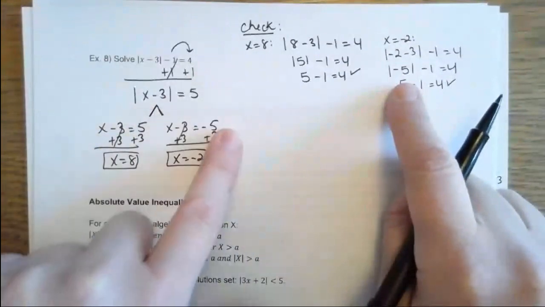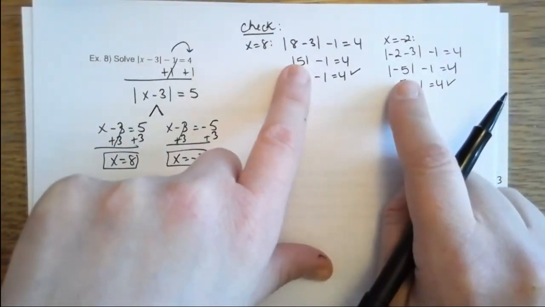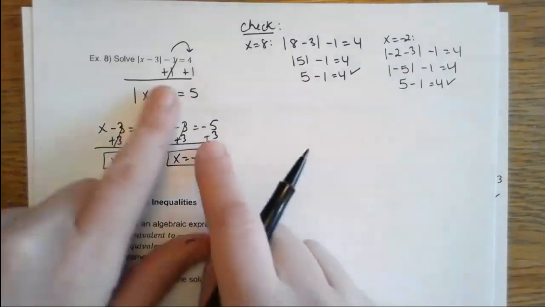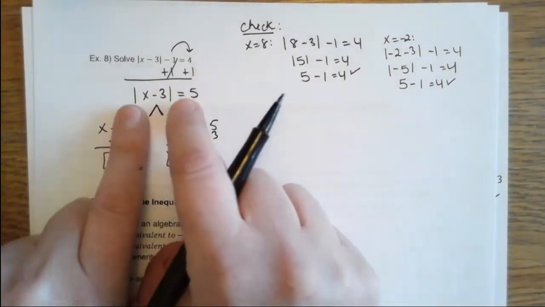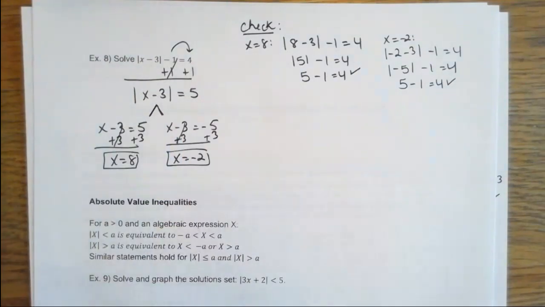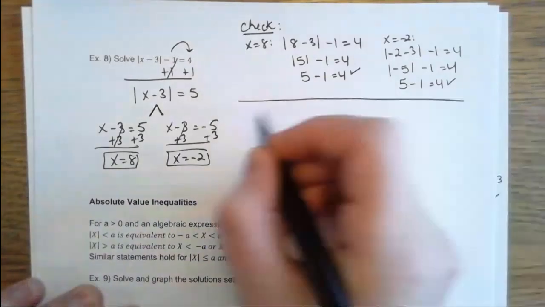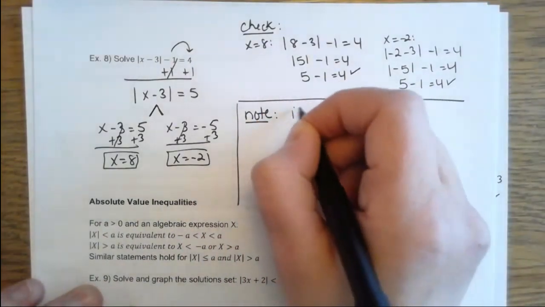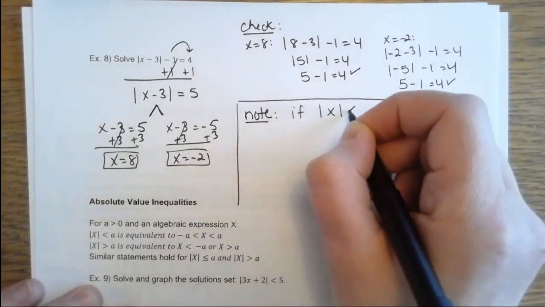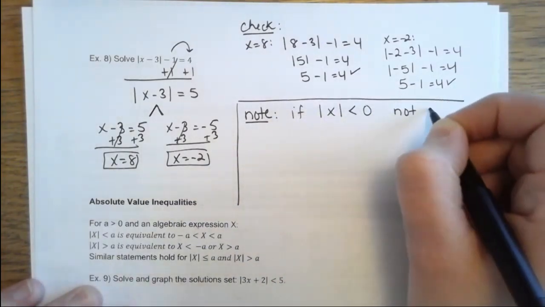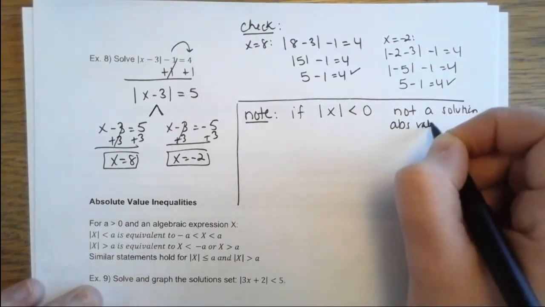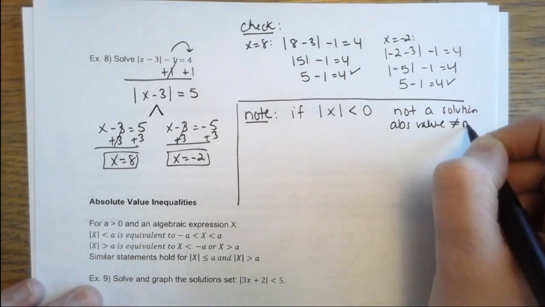That's why you set it equal to positive and negative, because you're getting those two chances to get that outcome. Again, the only time you don't have a positive or negative is if your absolute value is equal to 0, because 0 can't be positive or negative. But otherwise, you should always have two answers. And as a note here, again, if that absolute value is less than 0, it's not a solution. So your absolute value cannot equal a negative.